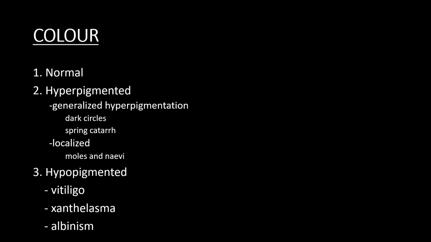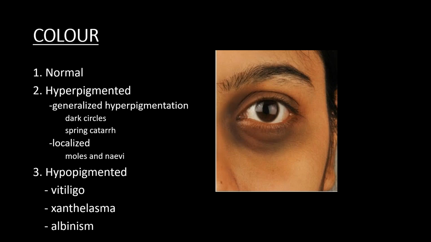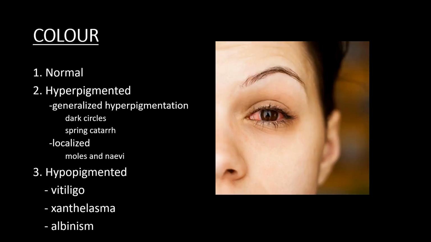It can be hyperpigmented, which can be a generalized hyperpigmentation like you see in this, which are dark circles. Okay, you use kojic acid creams for it. Then it can also be a hyperpigmentation if the patient has chronic spring catarrh, right? So they'll keep rubbing the eye and that eventually leads to hyperpigmentation, right? So you can see over here that it's pigmented around.